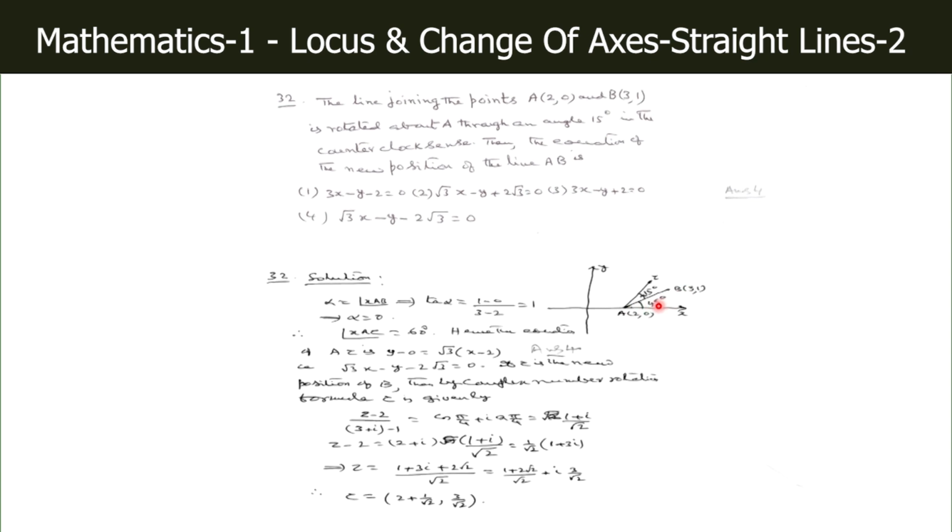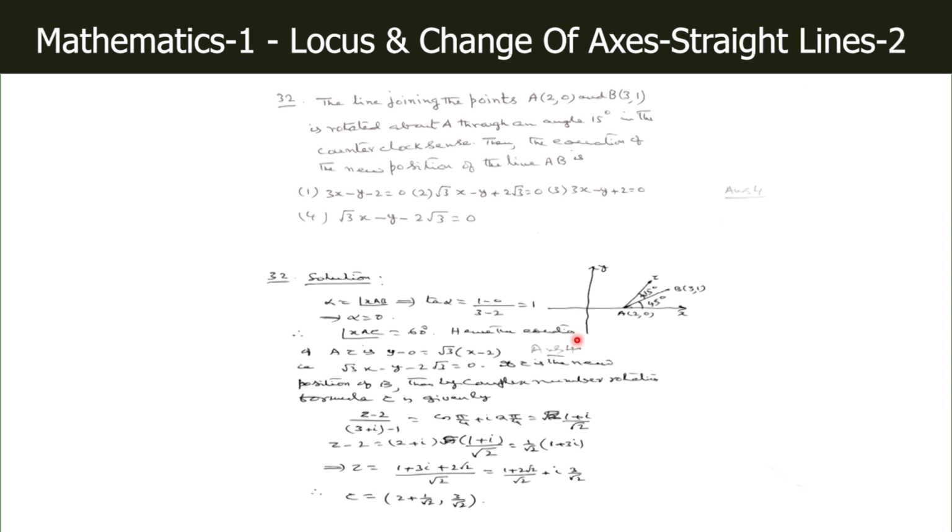So the angle made by the new position of AB with the positive direction of the x-axis is 45 plus 15, that is 60 degrees. Therefore its slope is tan 60, which is root 3. So the equation of the new position of AB is y minus 0 equals root 3 into (x minus 2). Hence the correct option is option number 4.